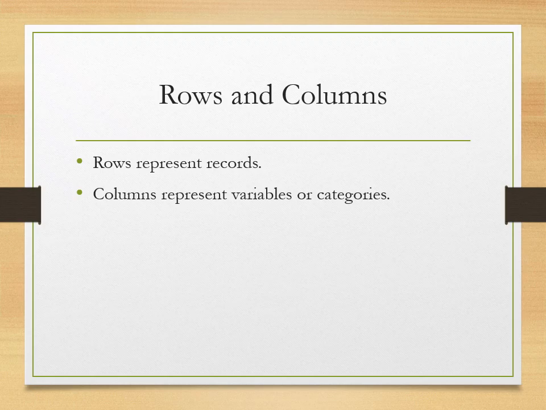In a data set, each row represents a record. For example, one row may represent one student. As for columns, each represents a variable or category, such as math score, English score, or biology score, and so on.